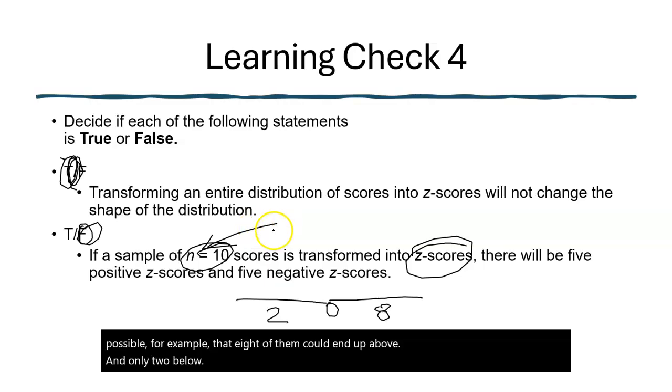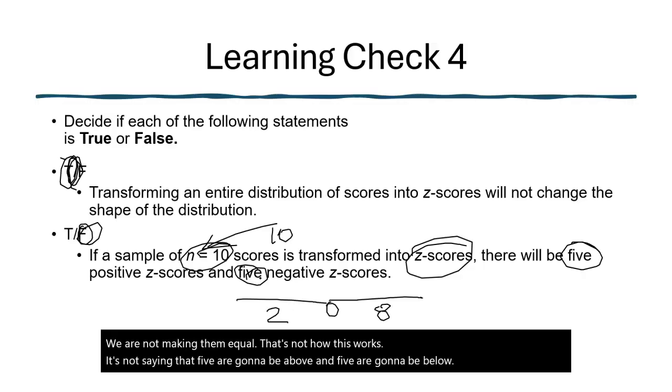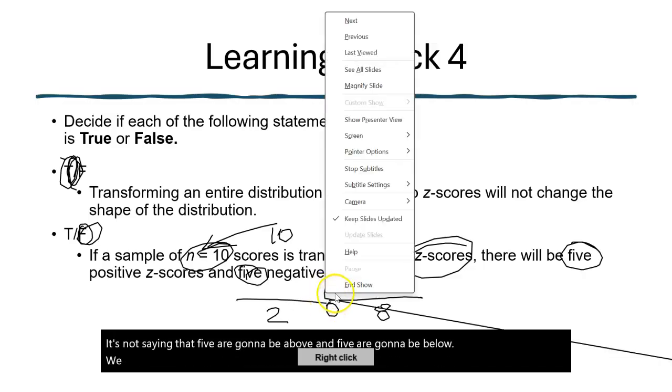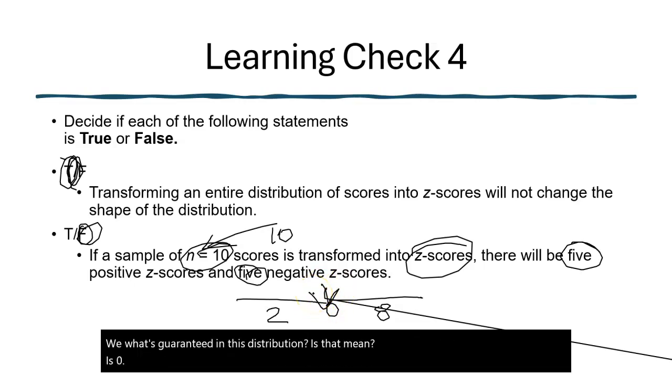So if we have a population of 10, we are not making them equal. That's not how this works. It's not saying that 5 are going to be above and 5 are going to be below. What's guaranteed in this distribution is that the mean is 0, not that the z-scores are going to be split equally.